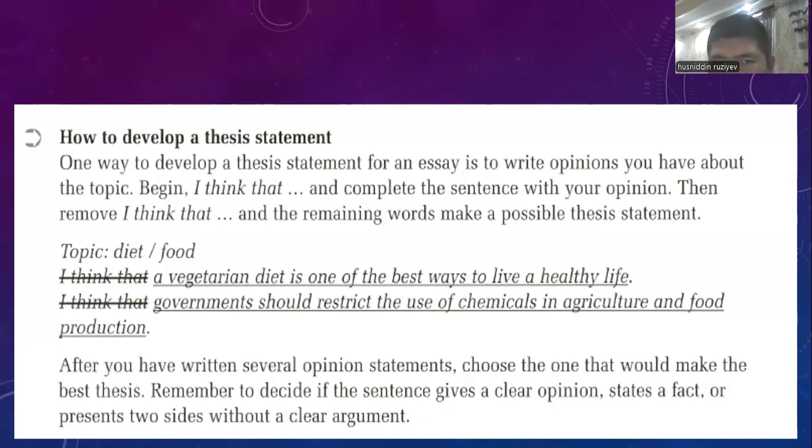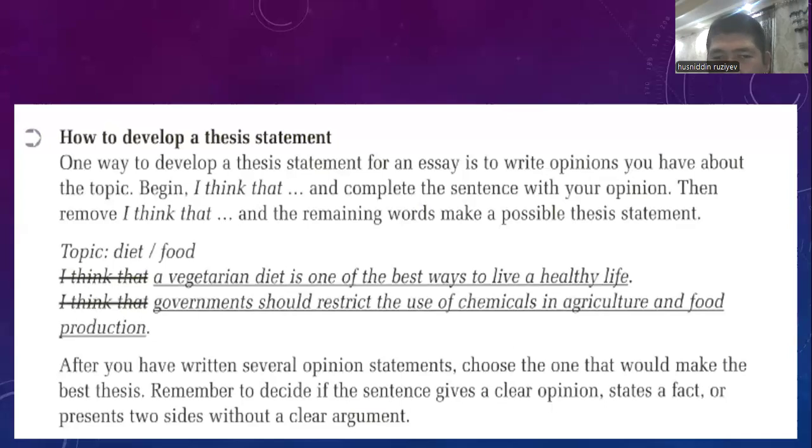One way to develop a thesis statement for an essay is to write the opinion you have about the topic. So begin with I think that and complete the sentence with your opinion. Then remove I think that, and the remaining words make a possible thesis statement. In this situation, you should begin your opinion with I think that, in my opinion, etc. Then you should complete this space with your own ideas.